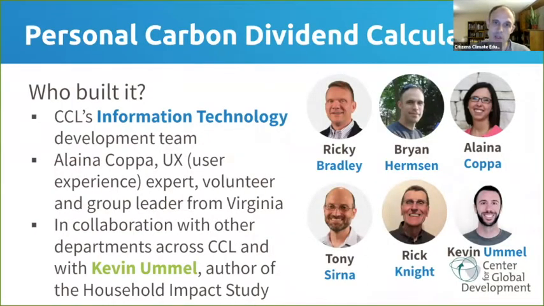So making these updates was very much a collaborative effort between CCL's IT department with Tony Cerna, Ricky Bradley, and myself, along with tireless work by CCL volunteer and user experience expert Elena Kappa. Elena did amazing work to test various iterations of this calculator with volunteers and improve its overall usability. Ultimately, this is a tool for taking something that's somewhat complex and making it intuitive and impactful, and that is largely thanks to her efforts. And this was all in collaboration with CCL's Research department, including Rick Knight, as well as Kevin Ummel, the original author of the Household Impact Study. The first version of this tool was launched in March 2018, and it's been a way for volunteers to show how the policy works. But when the bill was introduced in 2019, it was clear that we needed to make an overhaul, and that's what this team has been working on.